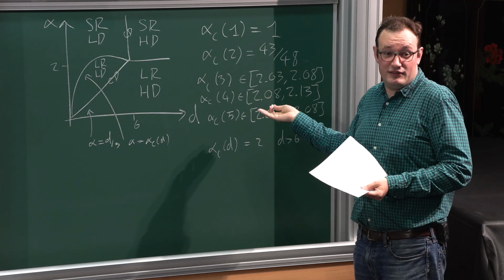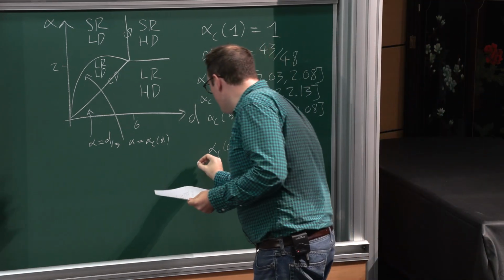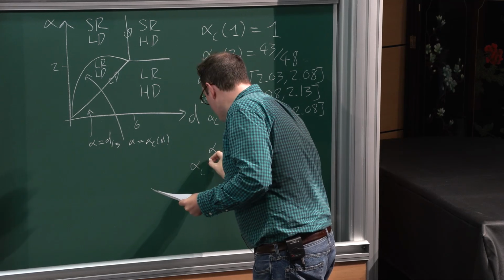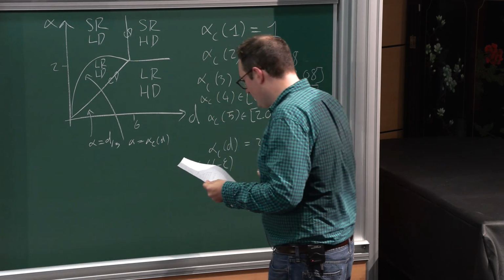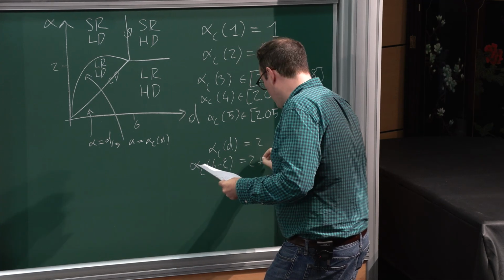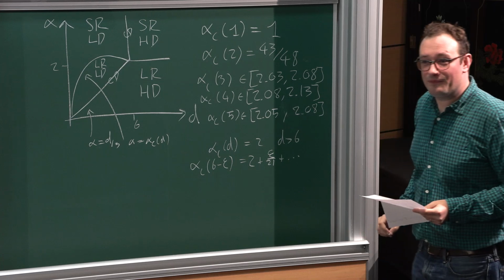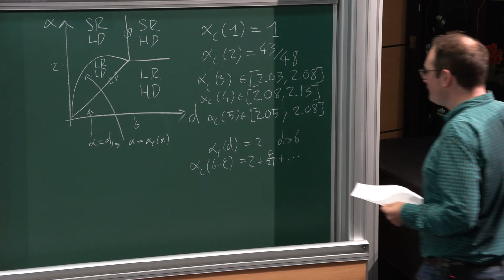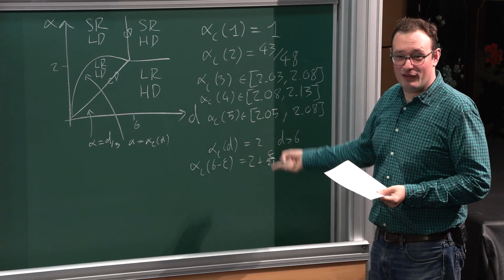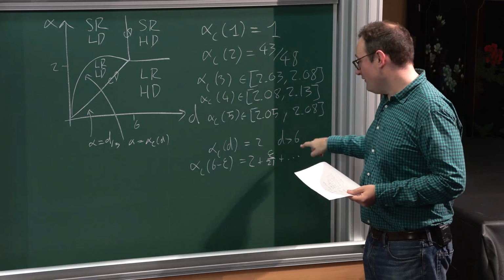So in particular, alpha c of 2 is less than 2, and alpha c of d is bigger than 2 for d between 3 and 4. And of course, we also have this epsilon expansion, which is that alpha c of 6 minus epsilon should be 2 plus epsilon over 21 plus dot, dot, dot. Again, none of these things are known rigorously except the one-dimensional case and the high-dimensional case.